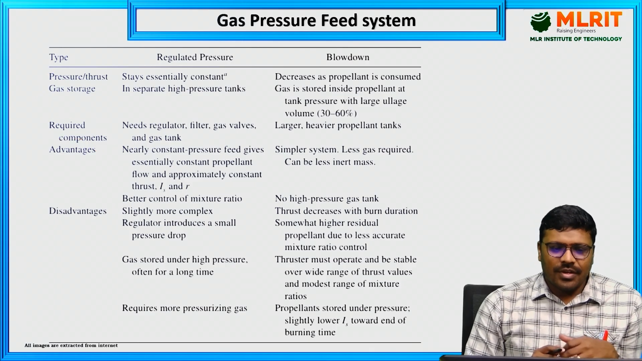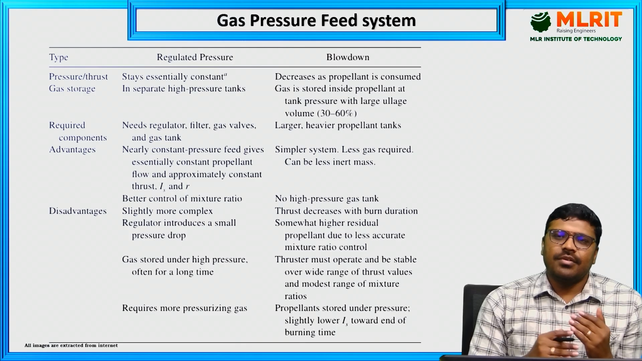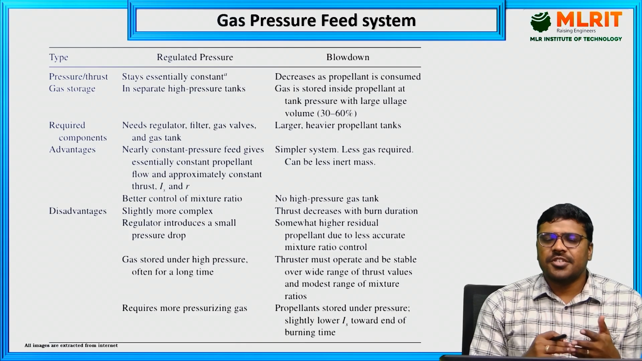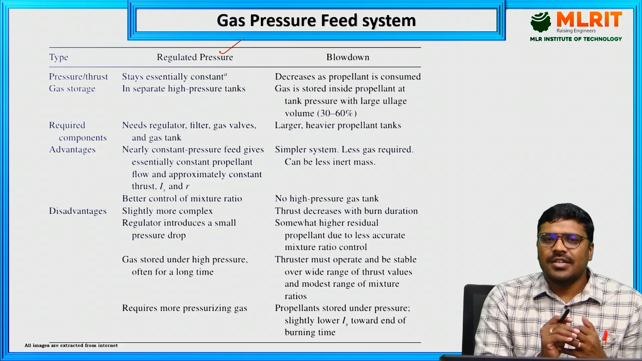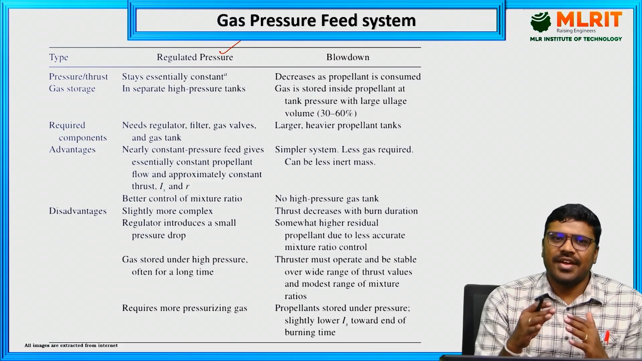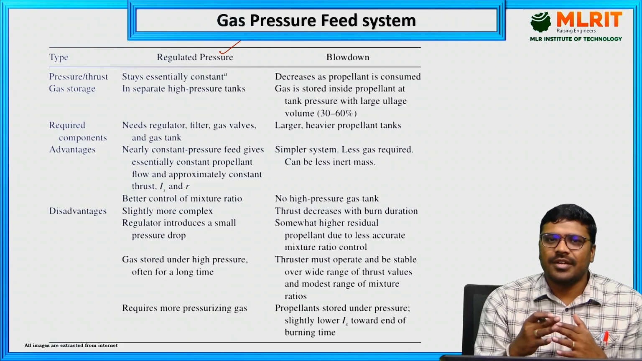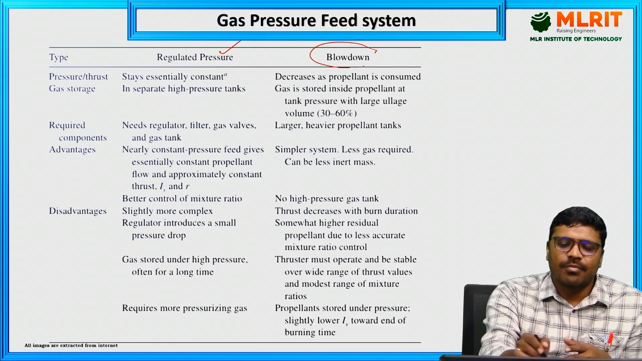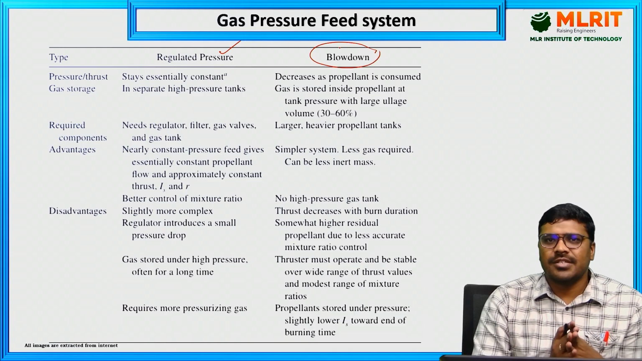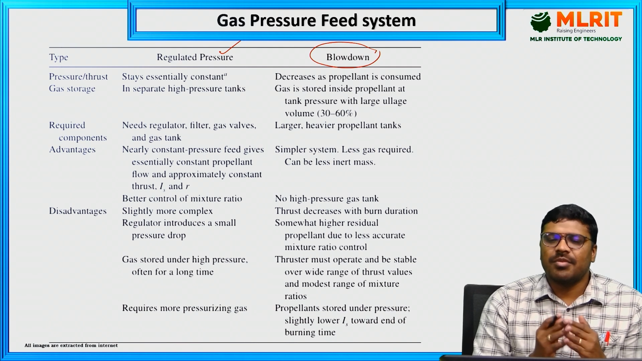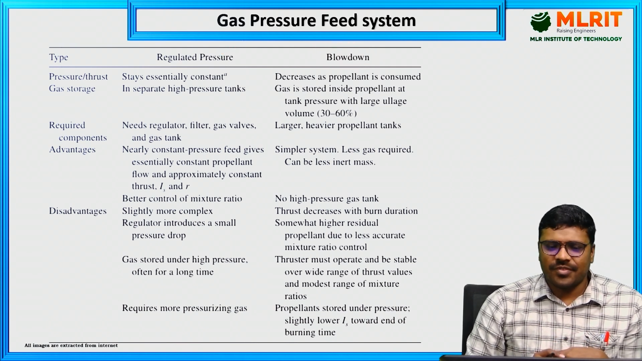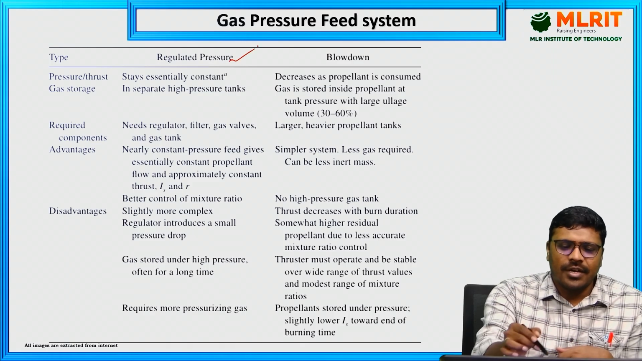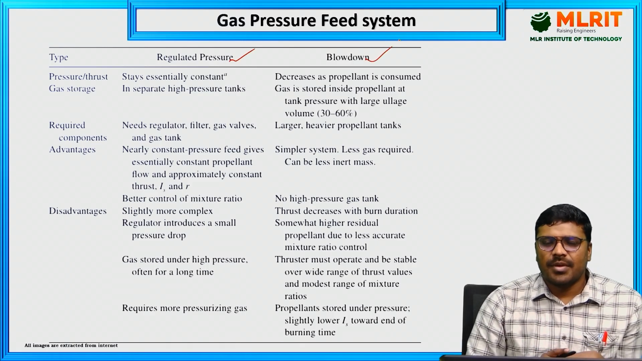If you want to maintain an accurate and constant thrust profile, we should go for regulated pressure mode. If constant thrust is not that much of a requirement, not a priority, then we can go for blowdown, and we can reduce the mass of the propellants, like the mass of the propulsion system. So this is about the gas pressure feed system, regulated pressure mode and blowdown pressure mode.